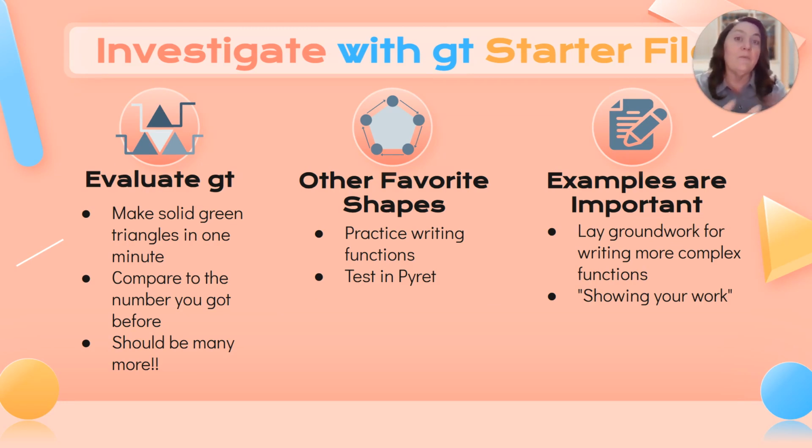As you see here in the middle, you make red square, and the students will go off into Pirate and make some additional shapes and test that in Pirate. But before they do that, this is where it comes down and makes this why a function is needed. They will evaluate GT in Pirate and make now, using GT, as many solid green triangles as they can, just doing GT5, GT10, GT20, GT30, and just do it in a minute. And they will see that even in 1 minute, they've made way more solid green triangles than they made before. And so this function has made life easier for them.